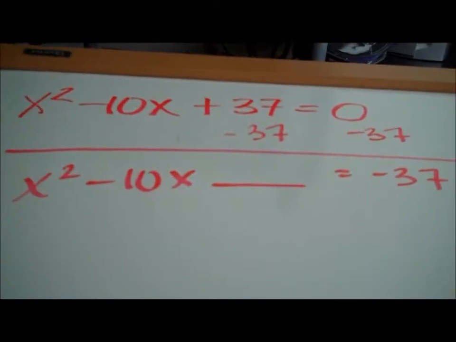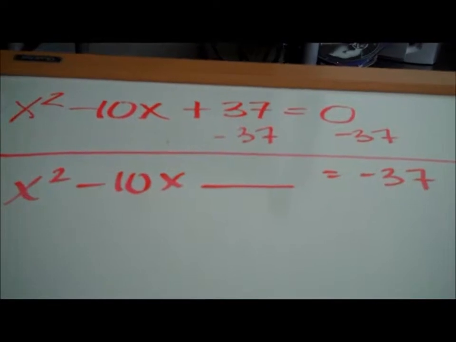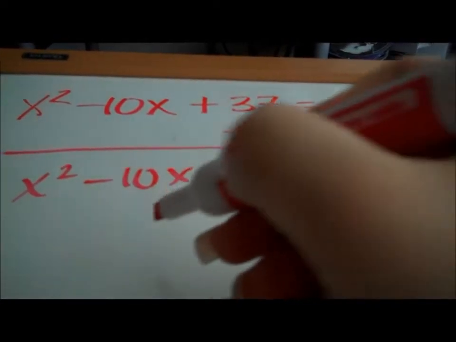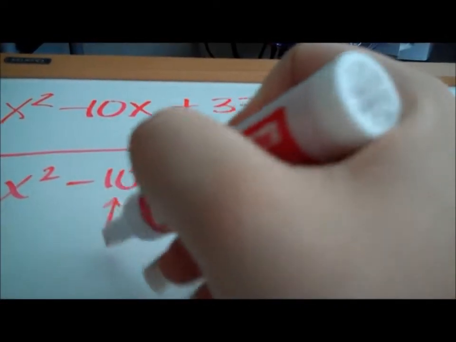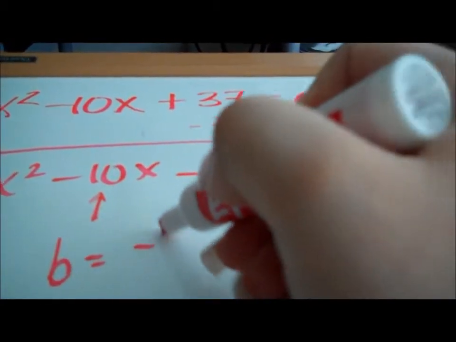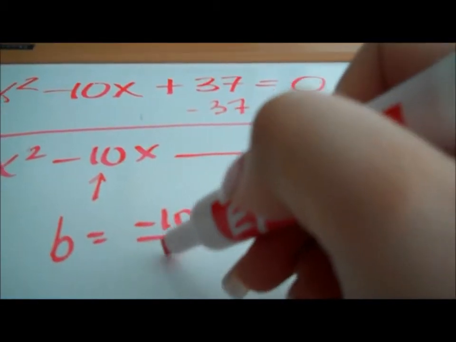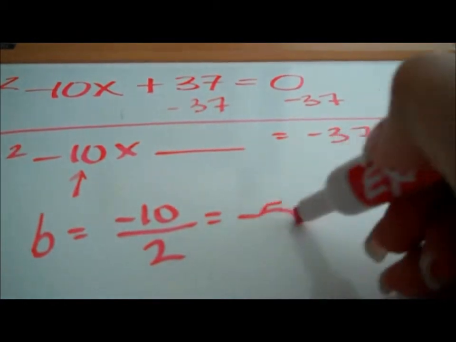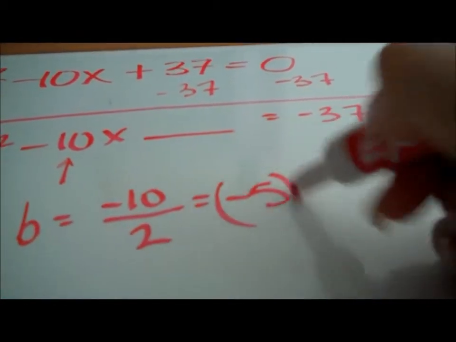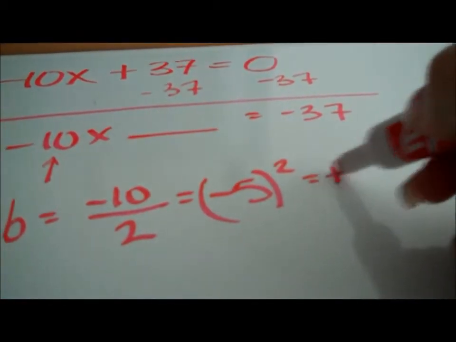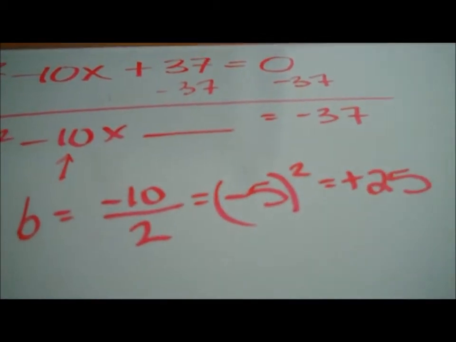Okay? So, like we were doing in the video before, or in the segment before, we were taking our b value. We take our b, which equals a negative 10, we divide it by 2, and we get a negative 5, and then we square it to get a positive 25.